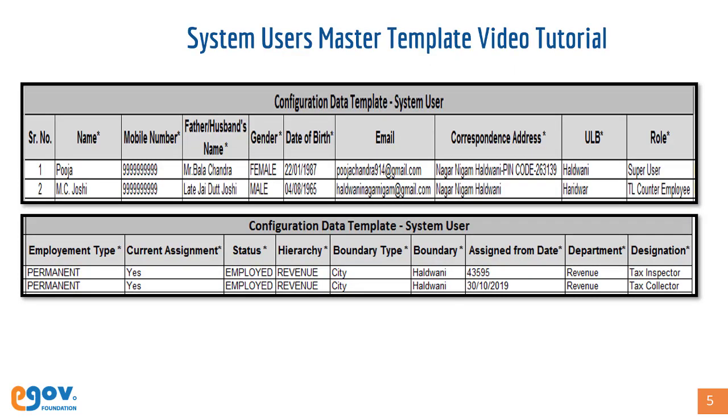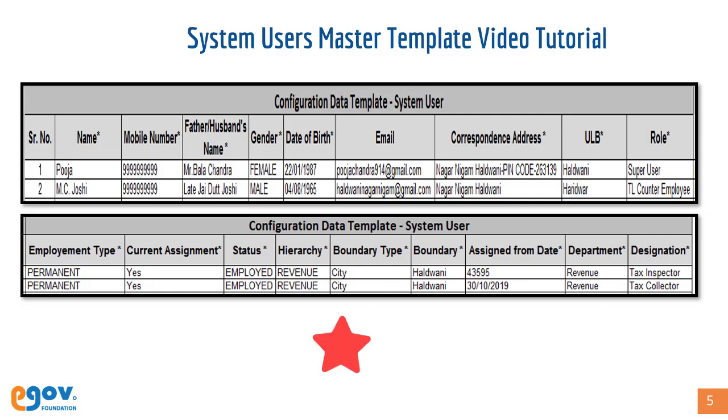As we can see on the screen, there are 19 columns: serial number, name, mobile number, father/husband's name, gender, date of birth, email, correspondence address, ULB, role, employment type, current assignment, status, hierarchy, boundary type, boundary, assigned from date, department, and designation. Now start updating the information for each column.